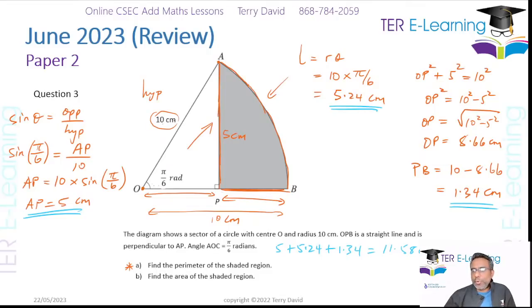Somebody's asking about the formula for a sector. It's a half r squared theta.